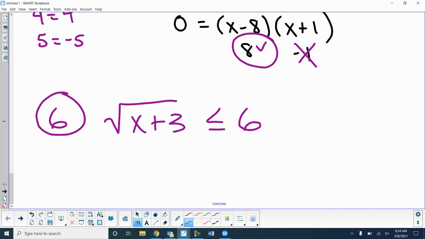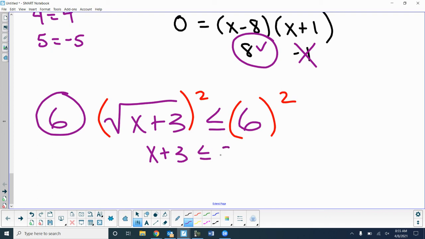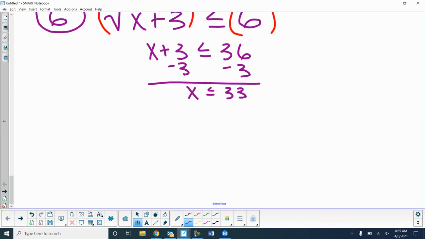Half of you, or more than half of you, didn't listen yesterday when we went over this. There are two answers when it's less than, or less than or equal to. And a lot of you just gave me one answer. We got the radical isolated, just like it was equals. Nothing changes. When you square both sides, you get this. And you just subtract 3. And you get x is less than or equal to 33.